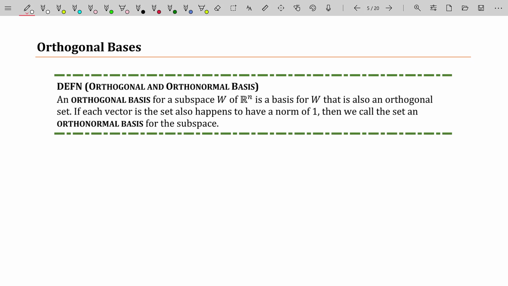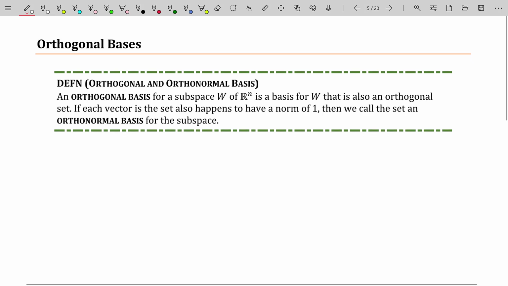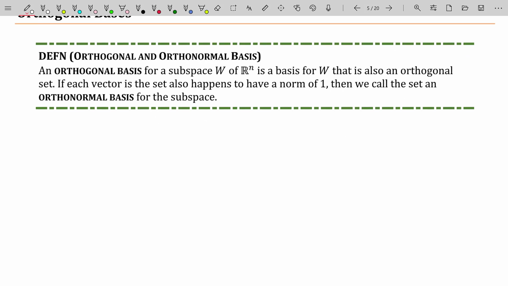That being said, let's go ahead and define what an orthogonal basis is. And it's exactly what you probably think it should be. An orthogonal basis for a subspace W of R^n is a basis for W that is also an orthogonal set. It's just basically a basis of orthogonal vectors. If each vector in the set also happens to have a norm of 1, then we call the set an orthonormal basis for the subspace.